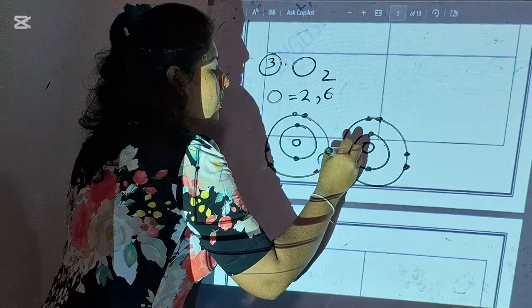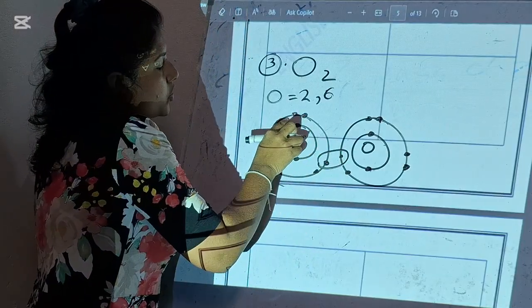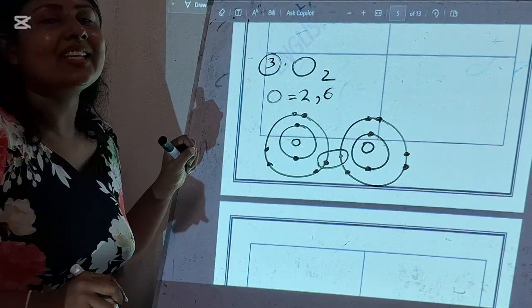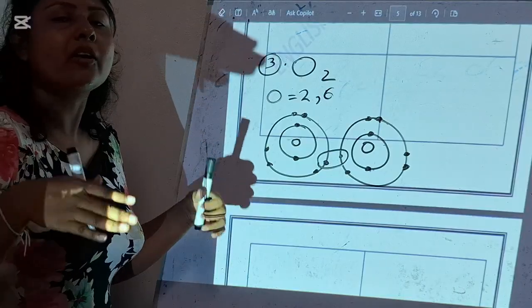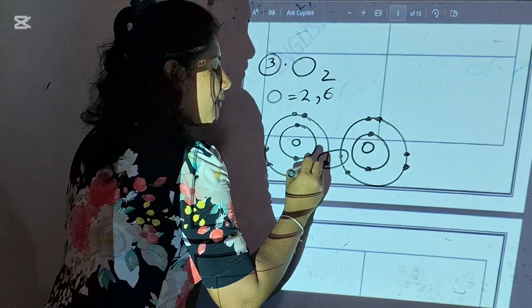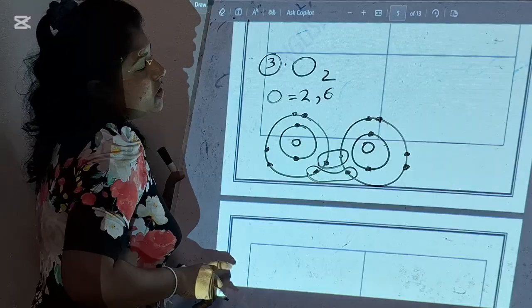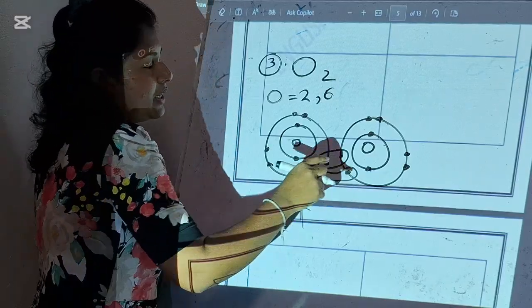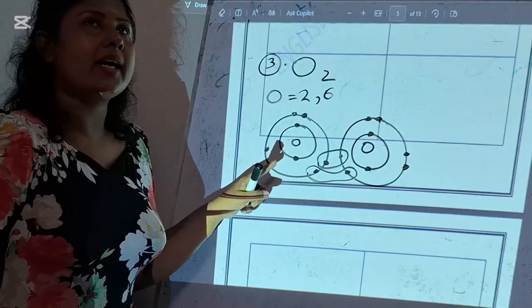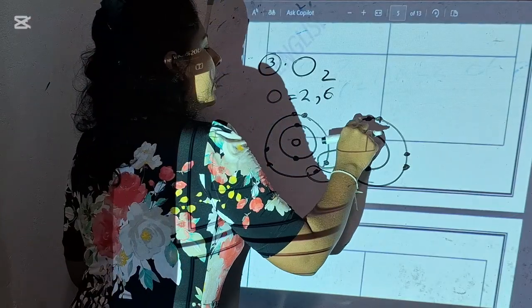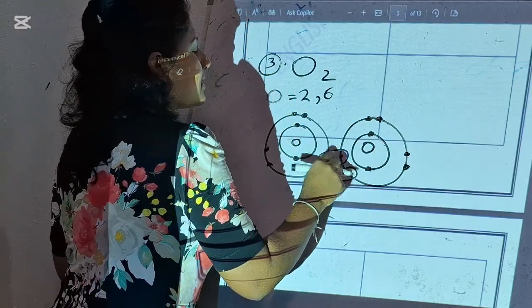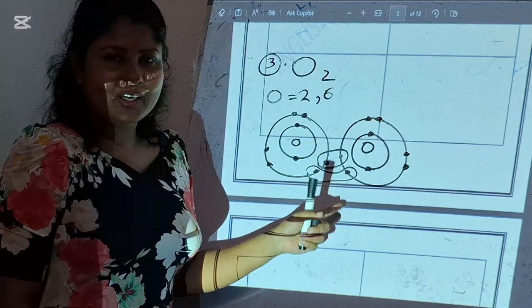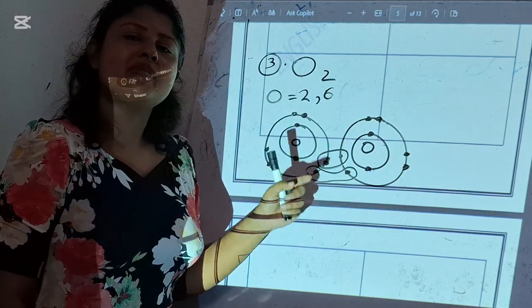Then the electrons are shared. 1 2 3 4 5 6 7. Now this oxygen has 7 electrons in the last shell. It's still not stable, so combine with another one like this. Look at what happened: 1 2 3 4 5 6 7 8 around this oxygen. Now the last shell has 8 electrons. Around this one also 1 2 3 4 5 6 7 8. Now look, after making the bond, it has become stable.